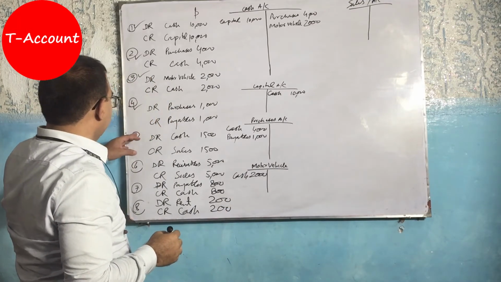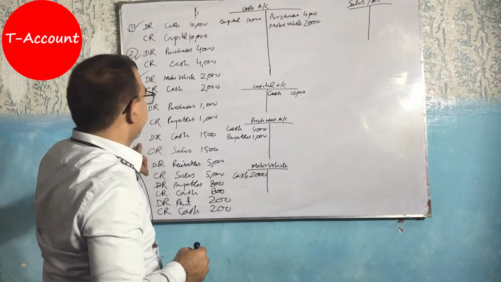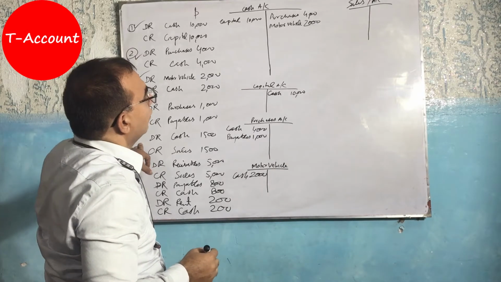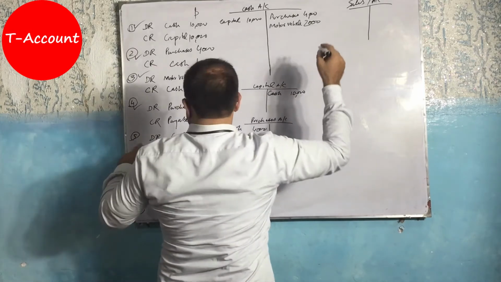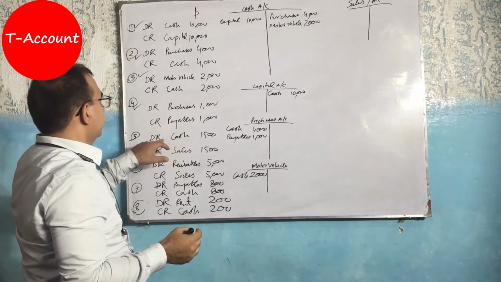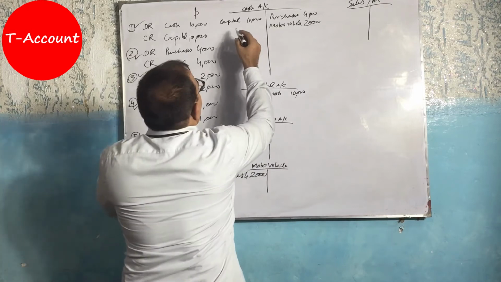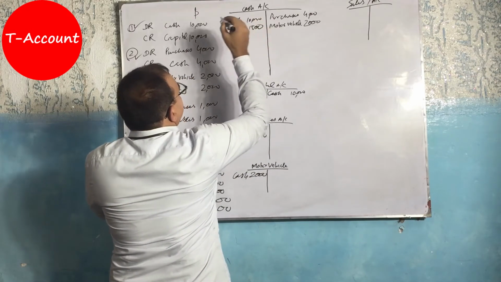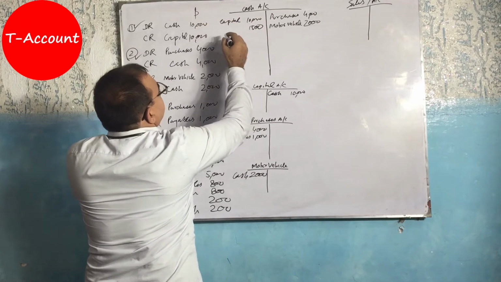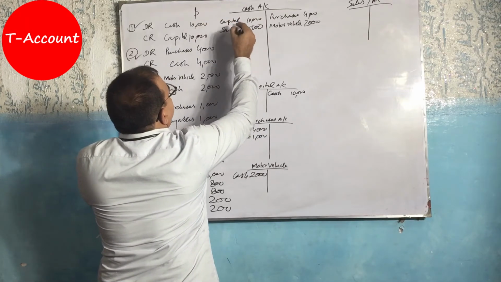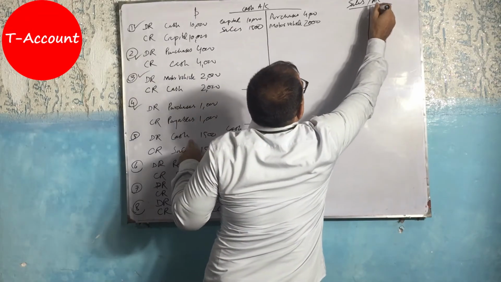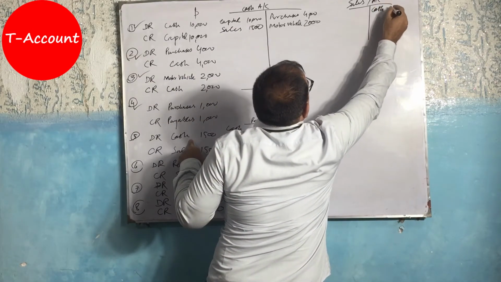Where were we? We were here, I believe, on the fifth entry. 1,500 sales for cash. Sales being credited, cash debited. How much? 1,500. Cash is coming in against sales. We made sales of 1,500 for cash. Sales is being credited, 1,500.